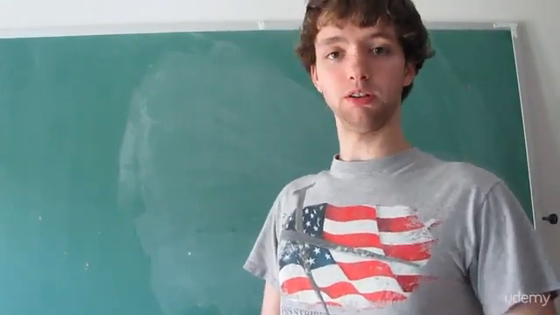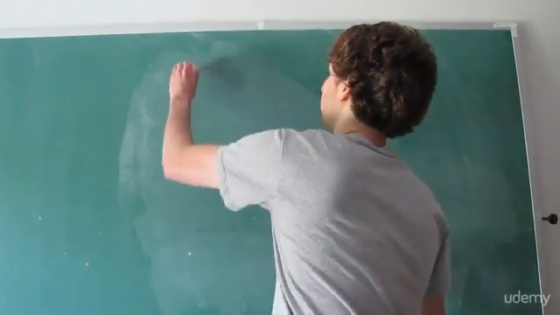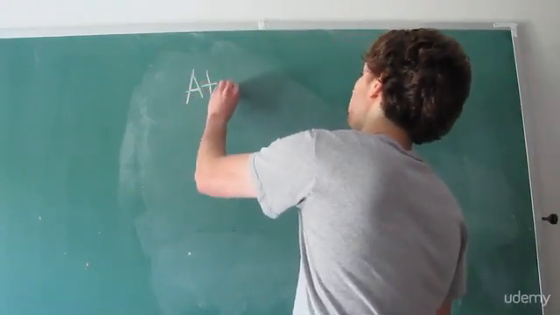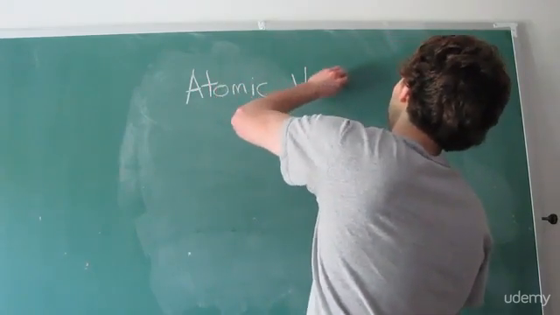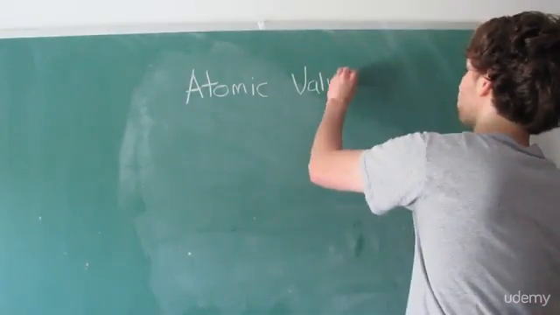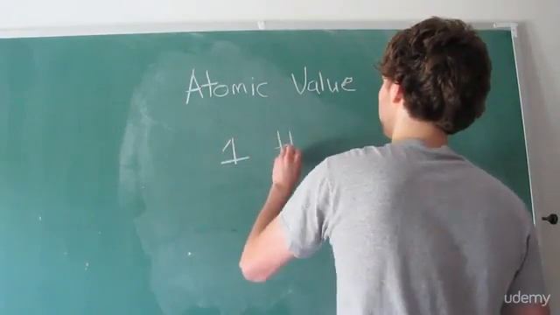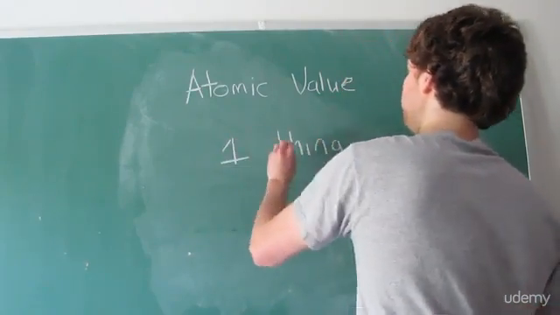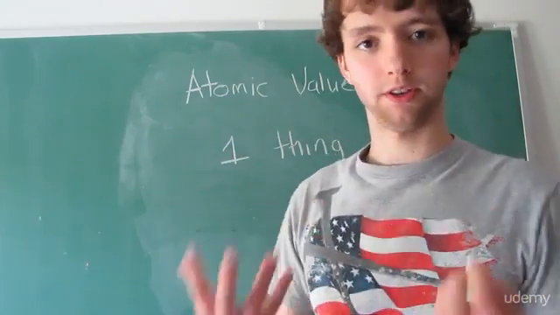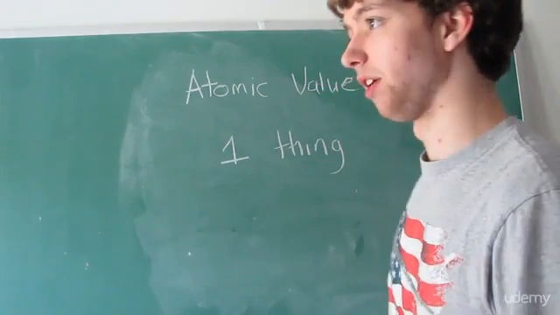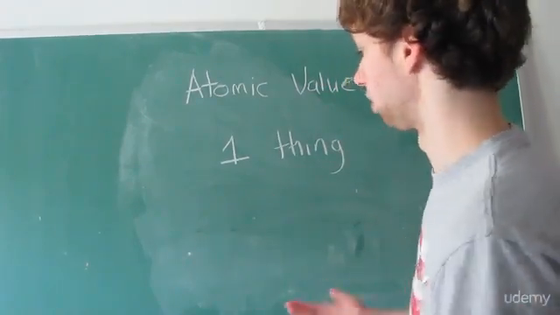This video will be talking about atomic values. Atomic values basically just means that the value stores one thing. Everything we store in a database should be one thing. When we have columns, they're about one thing. All of the values within that column are one thing.